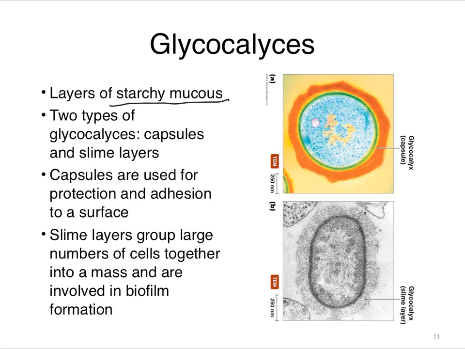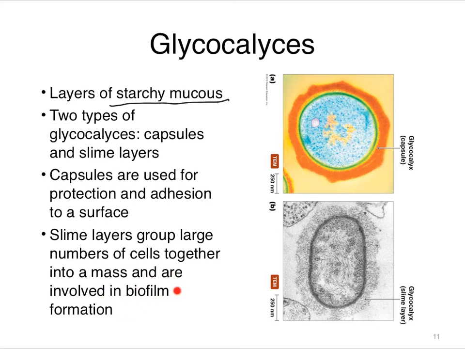The other type of glycocalyx is what's called a slime layer. Slime layers are usually a little bit more runny and a little bit more liquidish than capsules are. So if you have a whole bunch of bacteria in a slime layer, you can't exactly tell where one glycocalyx stops and the other one starts. You basically just have a bunch of bacteria that are all in slime.